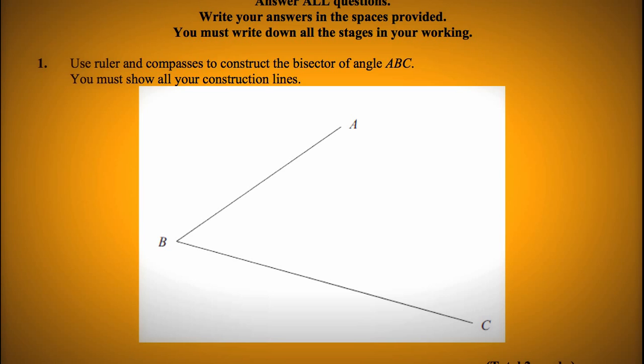I can't do this one very well on this software, but the principle is you'd put your compass point at B and draw an arc, the same arc that goes through each of the lines, then move your compass point to each of the crossing points and draw an arc in there and an arc in there. Where those two arcs cross, you then draw a straight line from B through the meeting point of those two arcs, and that's an angle bisector of the angle ABC.